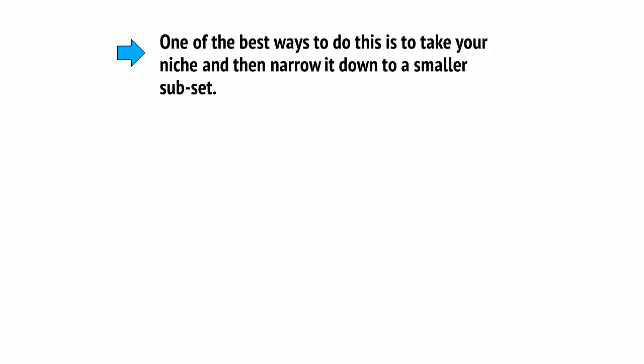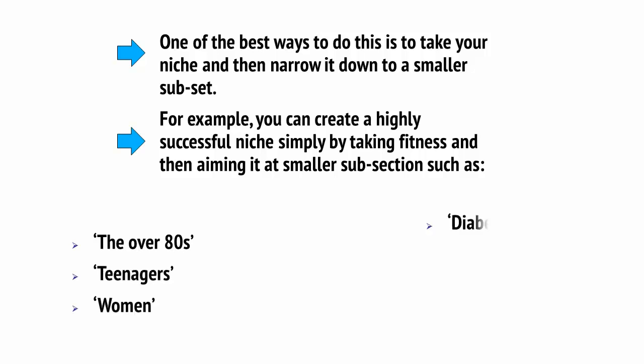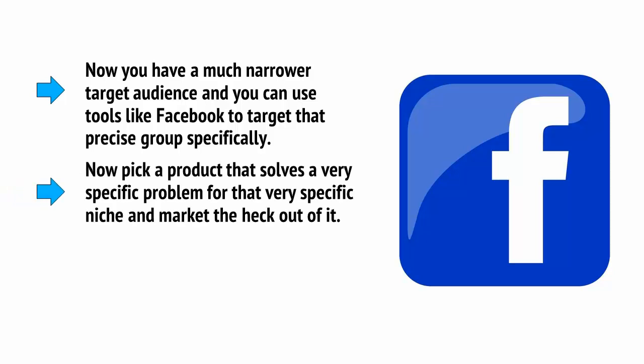One of the best ways to do this is to take your niche and then narrow it down further into a smaller subset. For example, you can create a highly successful niche by taking fitness and then aiming it at a smaller subsection, such as the over 80s, teenagers, women, or better yet, diabetes, martial arts, students, or karate. Now you have a much narrower target audience, and you can use tools like Facebook to target that precise group specifically. Now pick a product that solves a very specific problem for that very specific niche and market the heck out of it.